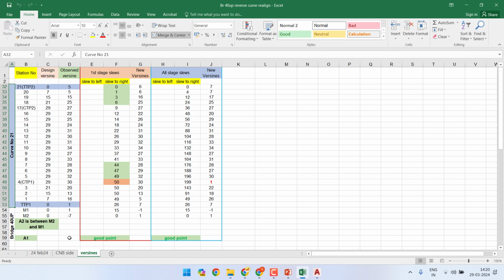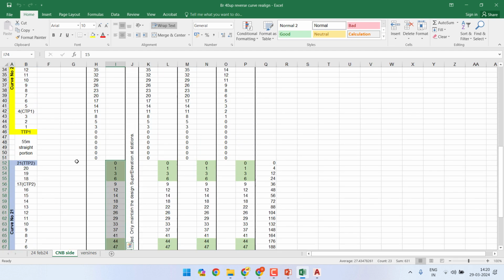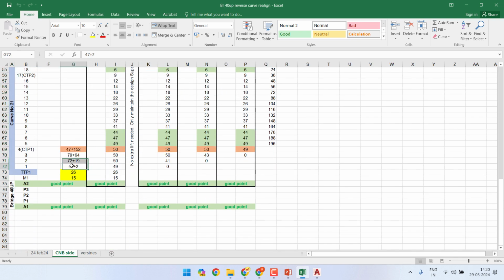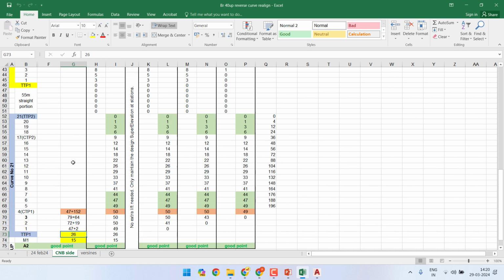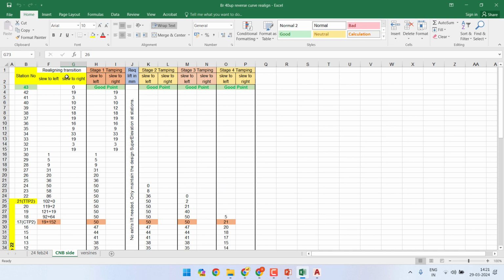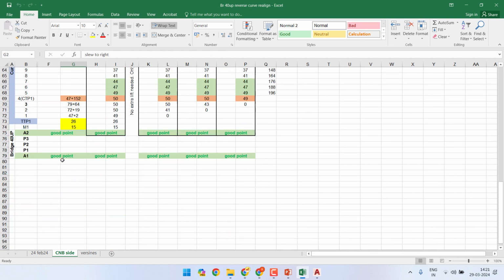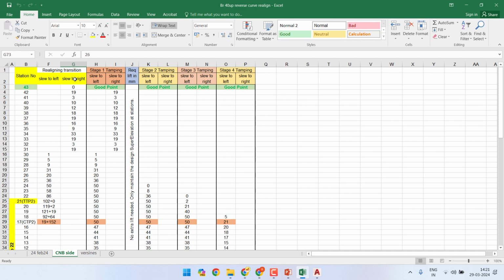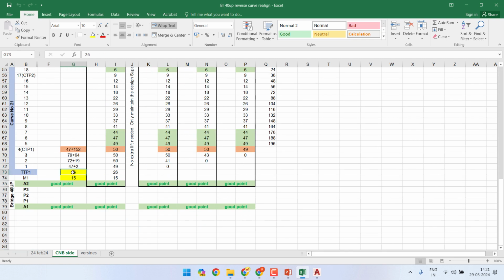This data that you see here, CNB side, this one. So TTP1 was 26 mm. Here we are getting 26 mm. TTP1 was out of alignment, slew to left. So we needed it to slew towards left. Just a minute. Slew to right. Slew 26 mm. Slew to right was needed.